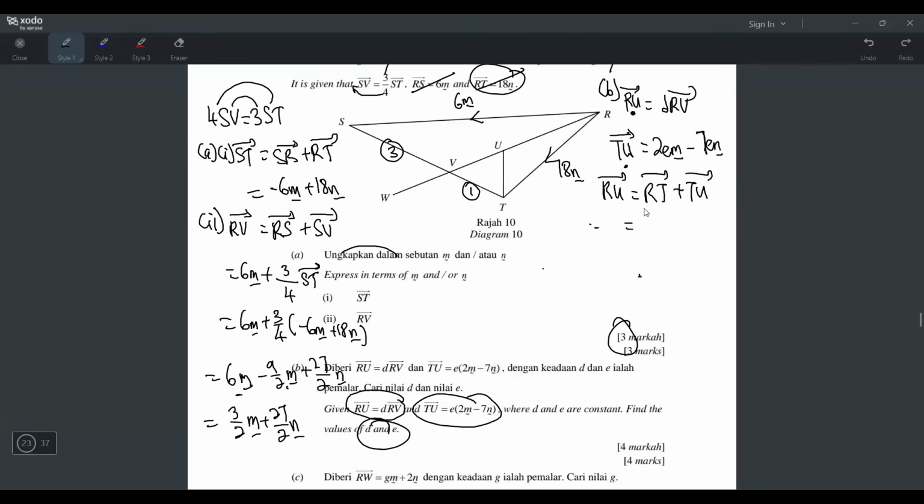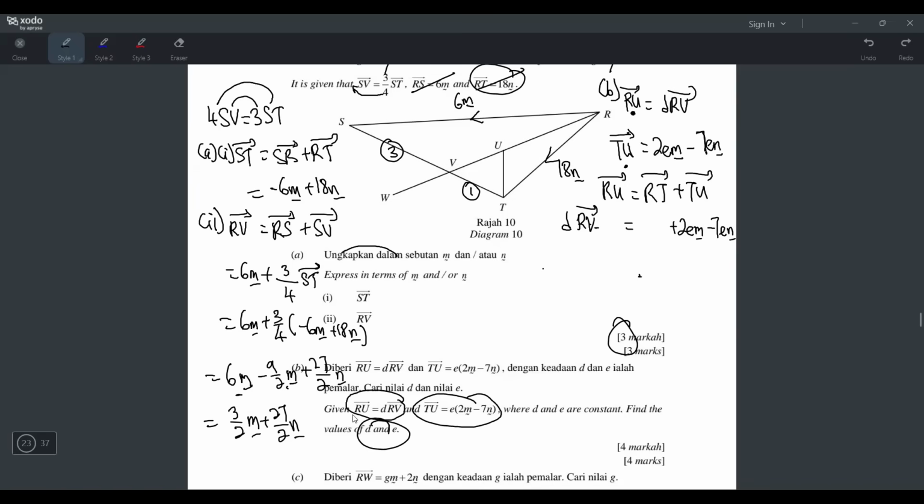Okay. And kenapa saya buat macam tu? So that my RU now I can replace with DRV. And then later my TU I can replace with 2EM minus 7EN. Okay. And kenapa saya buat macam tu? Because I want my D and E to be in one equation. Tengok, saya sudah berjaya jadikan DE dalam satu equation. This is what I want. When in vector memang macam tu kan.